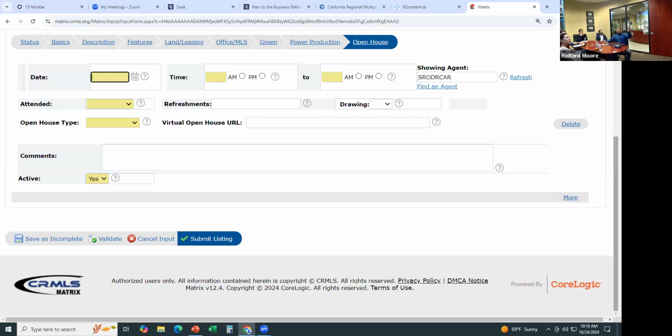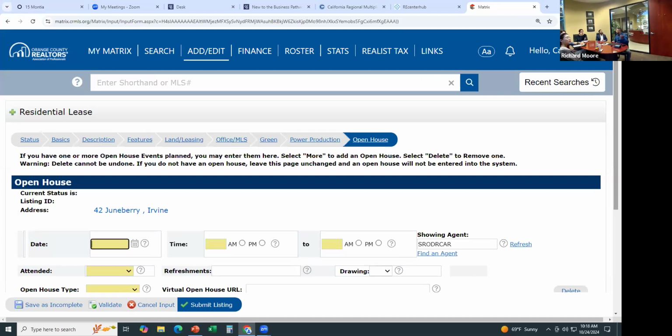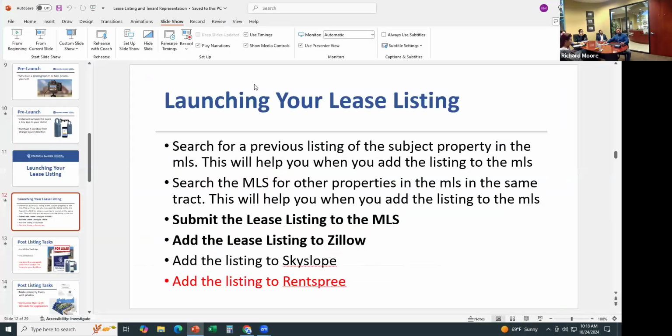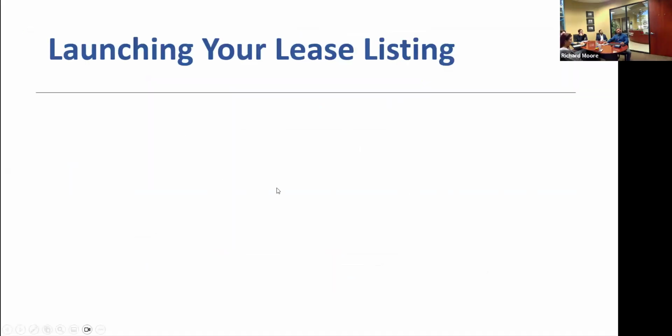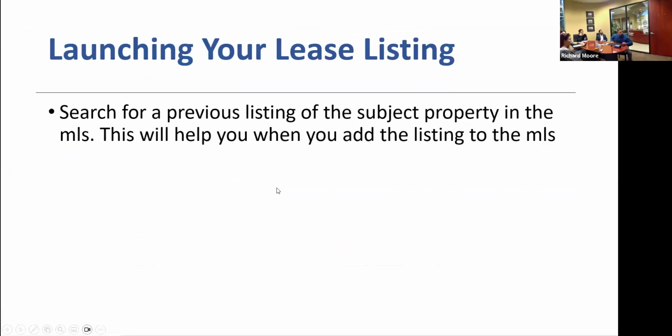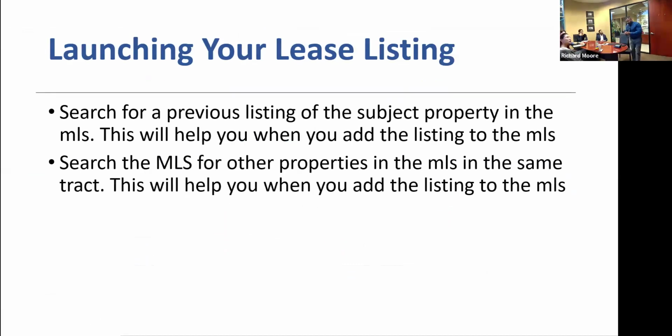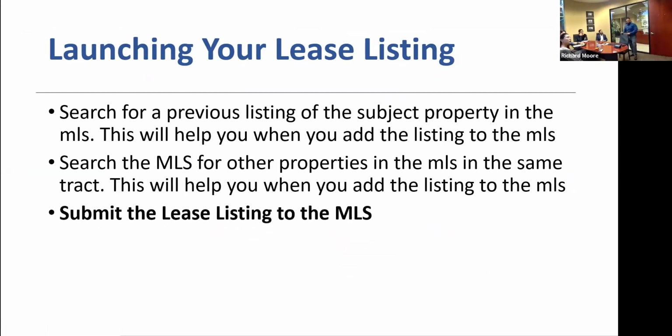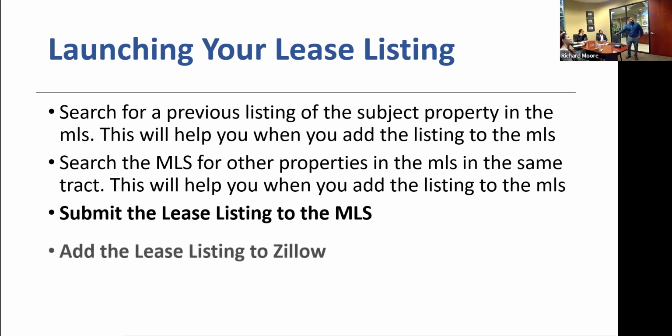But there's a lot of information that you have to enter for a listing, right? So going back to the presentation or the class here, the more information you have, the better you're gonna be, right? So when I say look in the MLS to see if it was listed before, print that out, have it available. Look for other listings in the neighborhood, print those out, have them available. Then you're gonna submit it to the MLS.